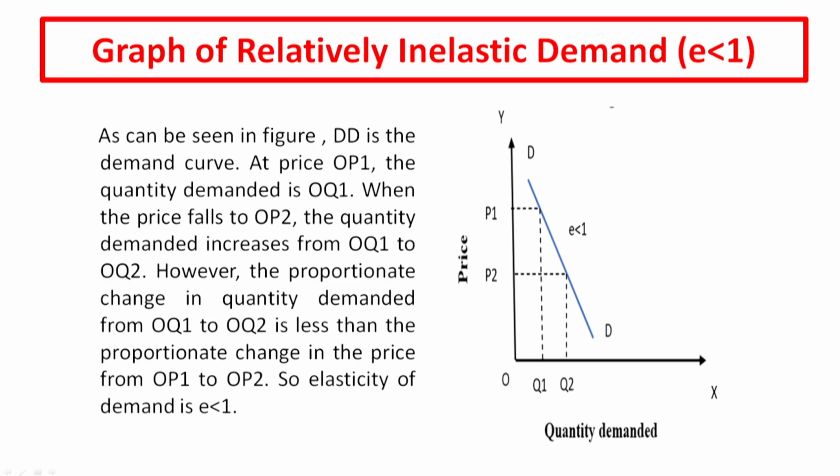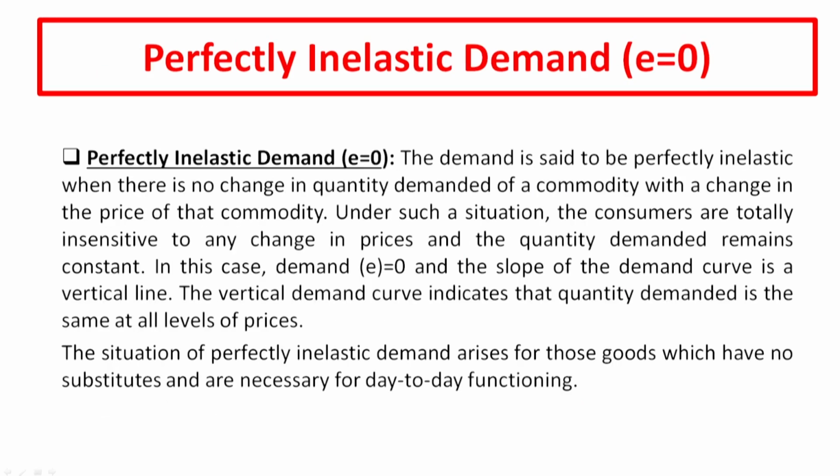As can be seen in the figure, DD is the demand curve. At price OP1, the quantity demanded is OQ1. When the price falls to OP2, the quantity demanded increases from OQ1 to OQ2. However, the proportionate change in quantity demanded from OQ1 to OQ2 is less than the proportionate change in the price from OP1 to OP2. So the elasticity of demand is less than 1.